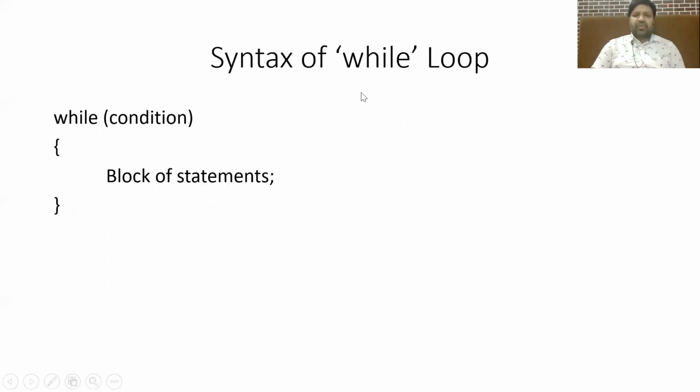What is the syntax of the while loop? It is different from the for loop. In the for loop we have 3 components, and in the while loop we have only one component, which is the condition. So that means initialization and the increment have to be given exclusively as part of the simple statements.